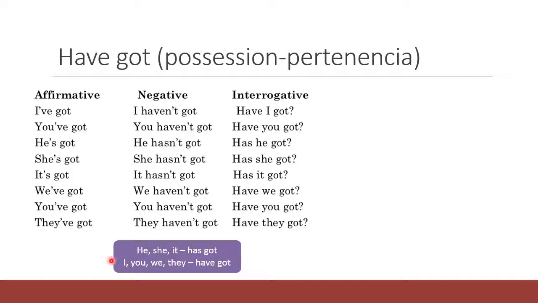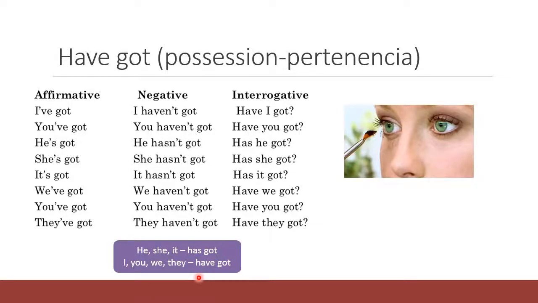Remember, he, she, it use has plus got. I, you, we, and they use have got. And here we have an example. We can say, I've got big, round, green eyes. Remember the order of the adjectives. Size, shape, color, and then the noun.